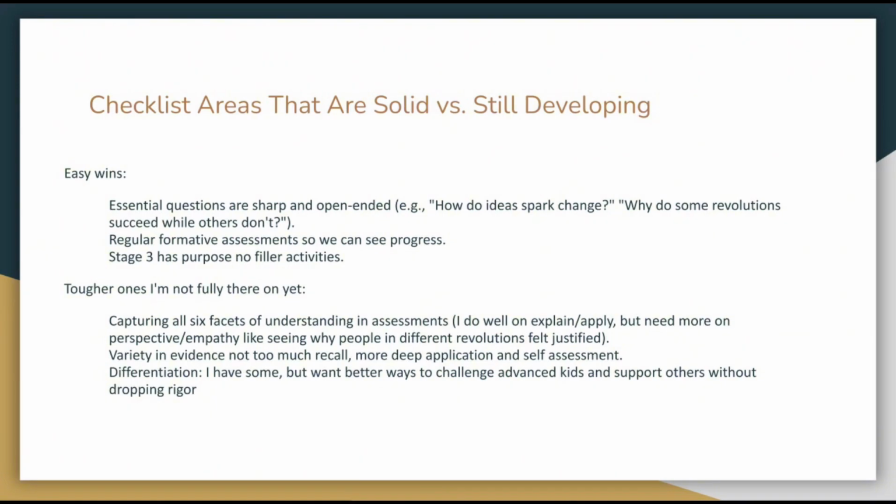And tougher ones that I'm not fully there on yet is capturing all 6 facets of understanding in assessments. I do well on the explain and apply, but I feel like I do need some more on perspective and empathy, like seeing why people in different revolutions felt justified. And variety in evidence, not too much recall, and more deep application and self-assessment. So differentiation, I have some, but I want ways to challenge advanced kids while still being able to support others without dropping the rigor of it.